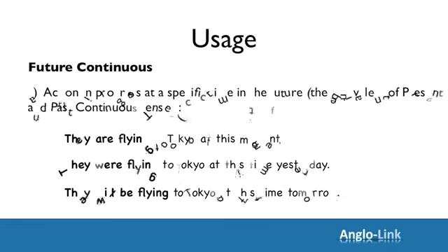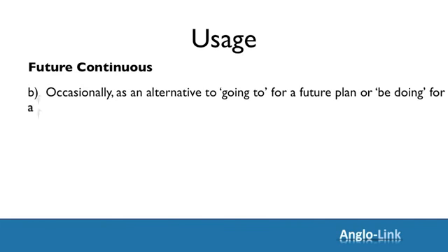Now, the second usage of the future continuous is occasionally an alternative to going to for a future plan or present continuous for a future arrangement. We looked at these future forms, going to and present continuous, in lessons 6 and 7. If you haven't watched those lessons, I recommend that you review these tenses using those two videos.